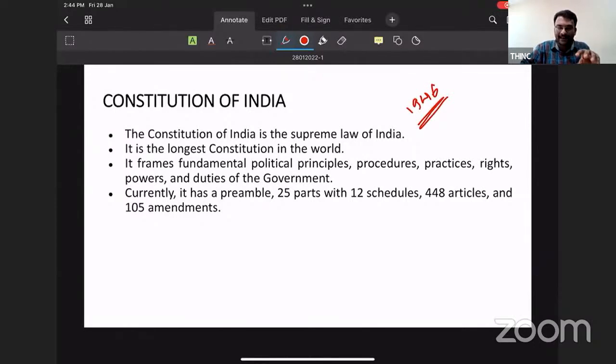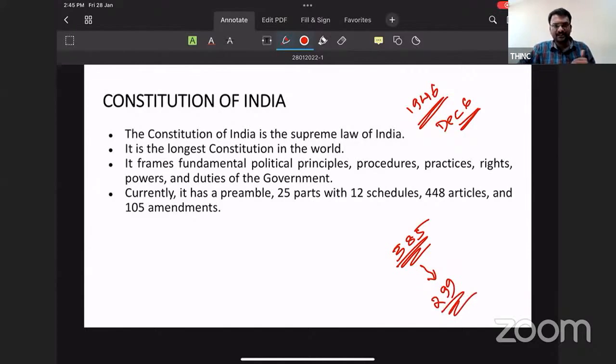The first step in making the constitution was the making of the Constituent Assembly. The Constituent Assembly was formed in 1946, on December 6. Initially, there were 385 members in the Constituent Assembly, and later, when India and Pakistan got divided, it became 299. Earlier it was 385, then it became 299. So this many people were engaged in framing the Constitution of India.